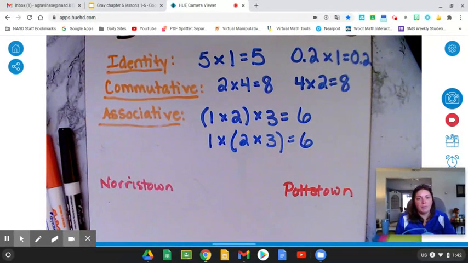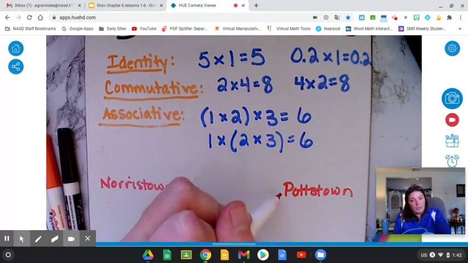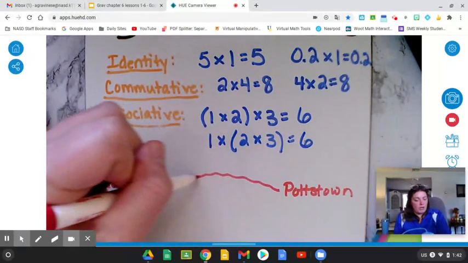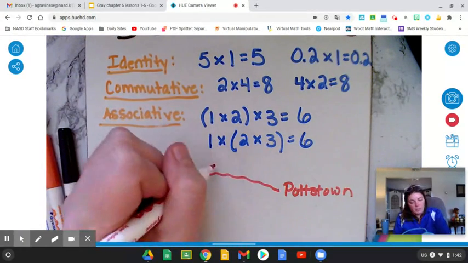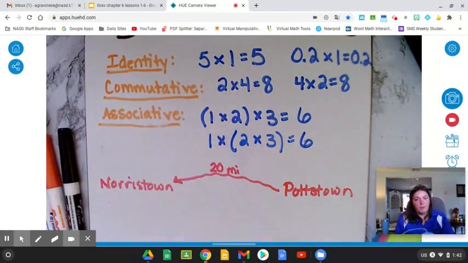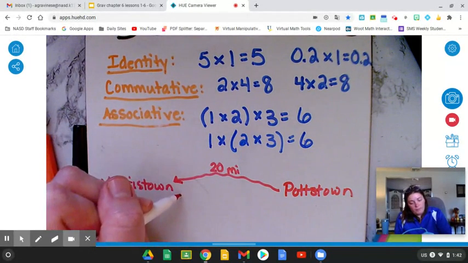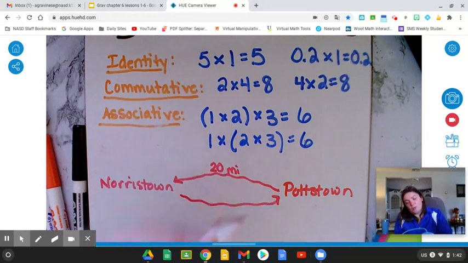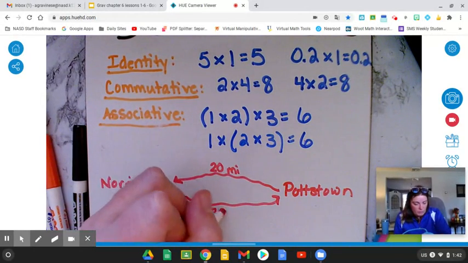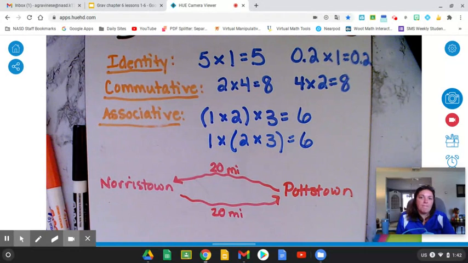Now, with the pandemic, I'm not driving anywhere. I'm not driving to work and back. I'm teaching from Pottstown. But normally, I would wake up in the morning and I would drive to Norristown. And it's actually about 20 miles. And then after school's over, I get back in my car and I drive home to Pottstown, which is still about 20 miles. So that is my commute. My drive to work and my drive back home from work.